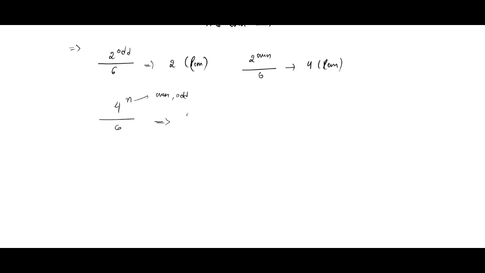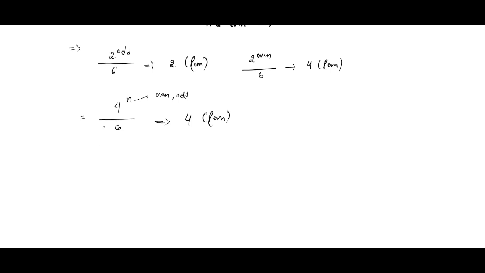When there is a number 2 power of odd, when this number is divided by 6, in every case we'll get remainder 2 only. Similarly, 2 power of even when divided by 6 will give remainder 4 in every case. If 4 power n, either n even or odd, is divided by 6, you'll always get remainder 4 only. These are the basic lines. If these are remembered, it will be easy to solve in examinations.